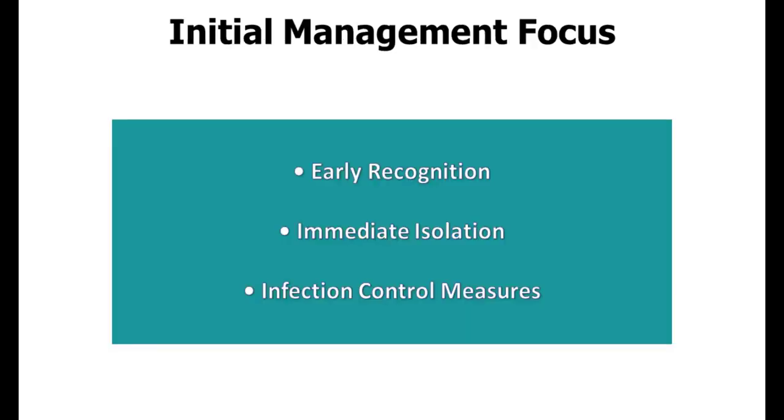Now, how do you manage this thing? The initial management focus is to look for what's going on early on. There has to be early recognition of what's happening. Those countries that did start to act and notice early, for example Taiwan, started to flatten the curve immediately, and they did much better. It also helps if you start immediate isolation so as to break down the transmission, and of course take infection control measures.